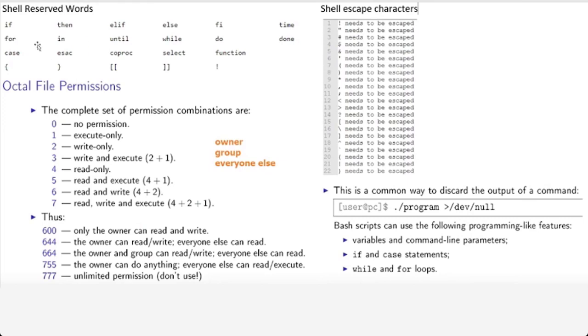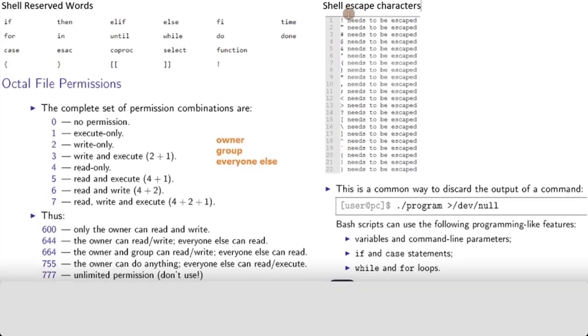So in our shell, we have a few reserved keywords. If you want to name your variables, you cannot use this type of reserved keyword. And there are a few escape characters that you need to know. If you want to use this type of character, you need to add a backslash in your script.